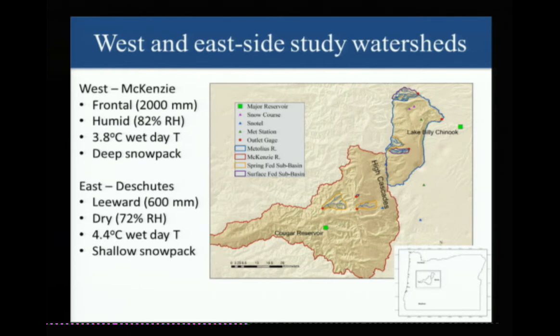So the Western Cascades receive significantly more precipitation than the Eastern Cascades, about 2 meters on average annually compared to just over 0.5 meter on the east side. The west side is more humid than the east side. Average winter wet day temperatures are colder on the west side than the east side, and these statistics are all being computed for the data in our watersheds. The west side has deeper snowpacks than the east side, and so these various climatic differences are what's motivating our hypotheses or questions that there may be a difference in the sensitivity.